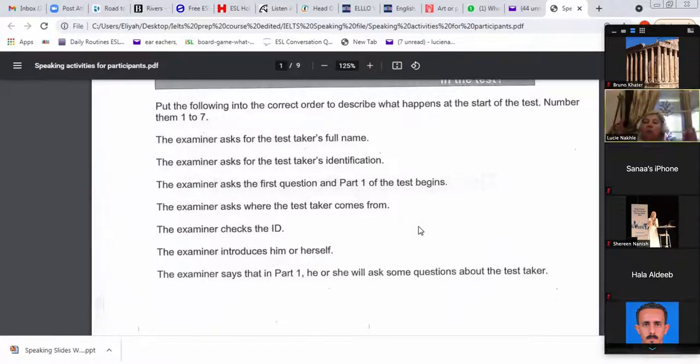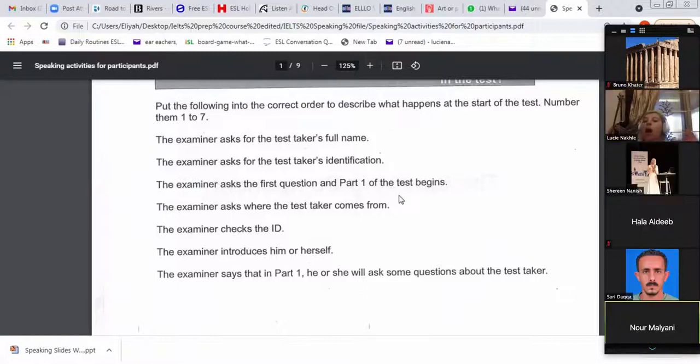So shout out for the first one. Which one happens first, guys? Introduces himself. Absolutely. Hi, my name is so and so, and the examiner introduces. What happens next? Shireen, go on. He asked for the full name. That's right. So the examiner introduces themselves, and then they ask for the candidate's name.